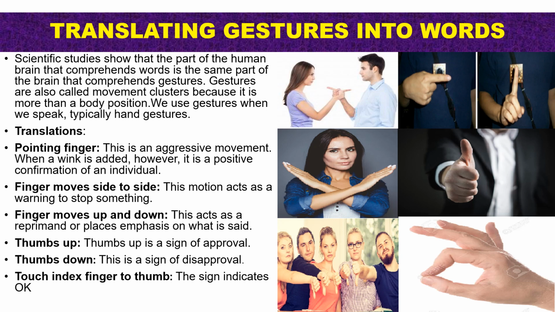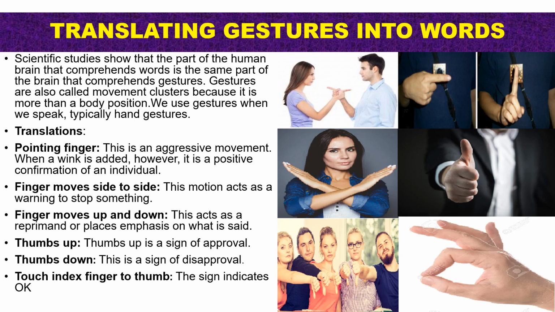Finger moves side to side. This motion acts as a warning to stop something. Okay, so the guy is showing disapproval, a warning to stop something. This is a finger moving side to side. This is a gesture sign. Finger moves up and down. This acts as a reprimand or places emphasis on what he said.